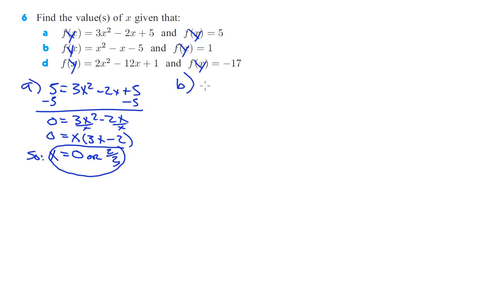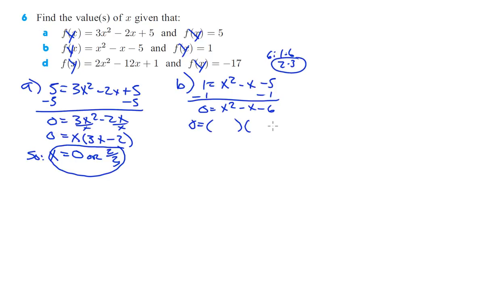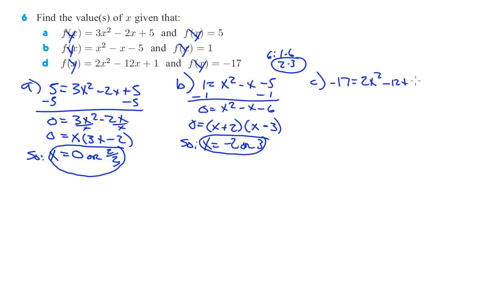Okay? B, we got 1 equals x squared minus x minus 5. So subtract 1 from both sides. 0 equals x squared minus x minus 6. So we got to come up with the factors of 6, 1 and 6, or 2 and 3, that have a difference of 1. So 2 and 3 have a difference of 1. So we do 0 equals, we got x times x, and then we'll put 2 and 3 in there, and then we know these have to add up to negative 1. So I'm going to put negative 3 and positive 2, because I know that adds up to negative 1. So x will then have to equal negative 2, because negative 2 plus 2 is 0, or positive 3, because 3 minus 3 gives us 0.